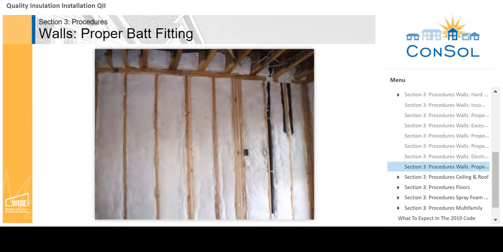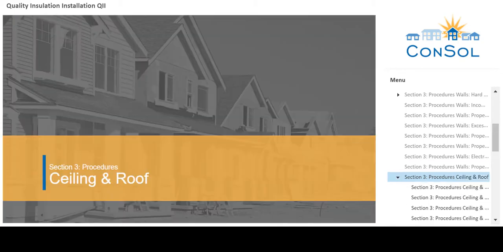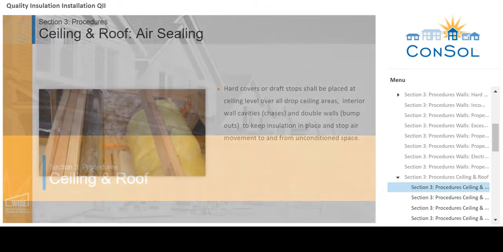This is a good example of a wall with both plumbing and electrical obstructions. The batts have been cut to fit around the obstructions and were sized to friction fit in the bays without excessive compression. Ceilings must also be verified for air sealing and installation quality.